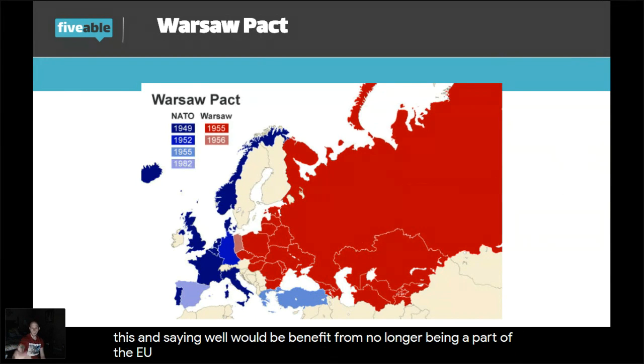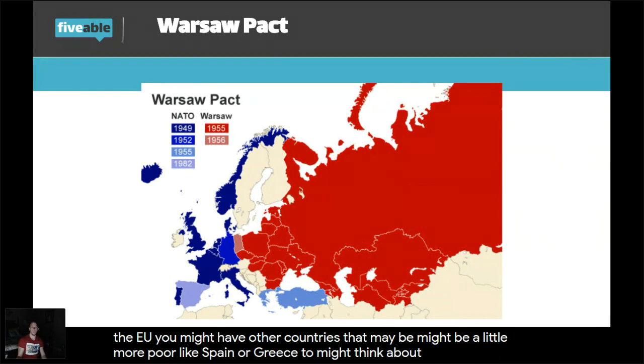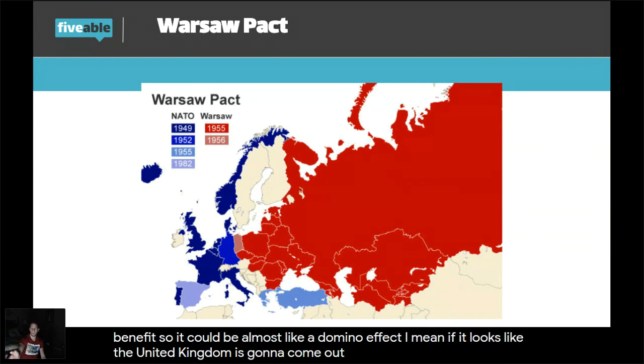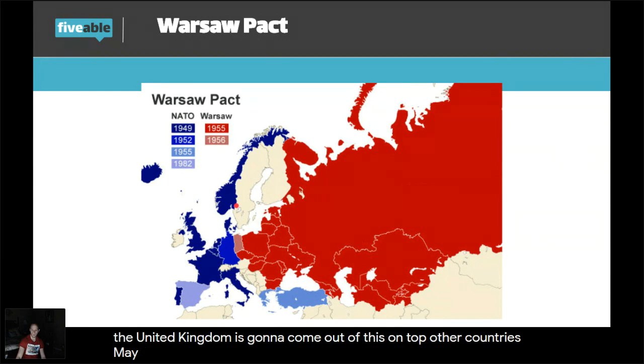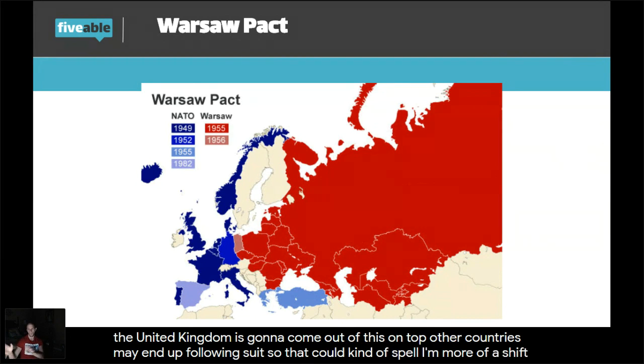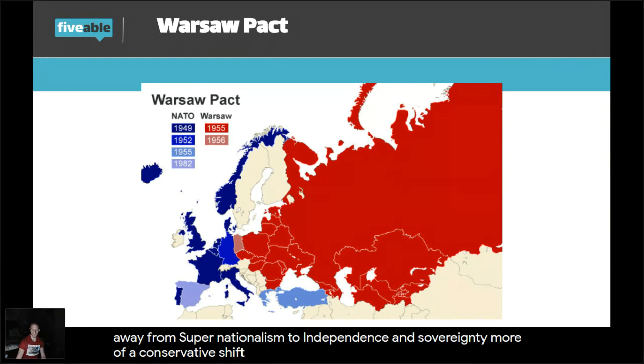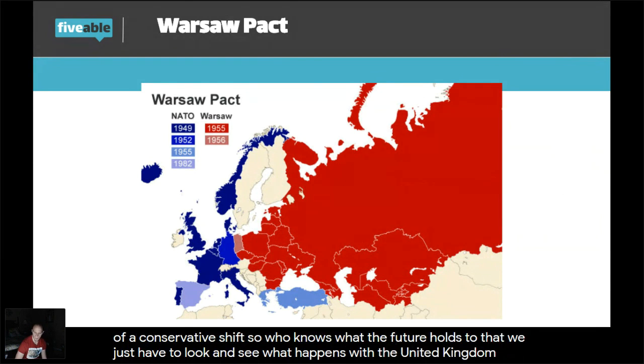So you might have other countries that might be a little bit more poor, like Spain or Greece, that might think about how they might benefit. So it could be almost like a domino effect. I mean, if it looks like the United Kingdom is going to come out of this on top, other countries may end up following suit. So that could kind of spell more of a shift away from supranationalism to independence and sovereignty, more of a conservative shift. So who knows what the future holds with that? We just have to look and see what happens with the United Kingdom, to be honest. That's history in the making.